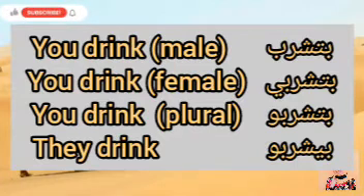So we have انا بشرب. I drink. هو بيشرب. He drinks. هي بتشرب, she drinks. احنا بنشرب, we drink. They drink هم بيشربوا. You drink. انت بتشرب, انت بتشربي, انتوا بتشربوا.